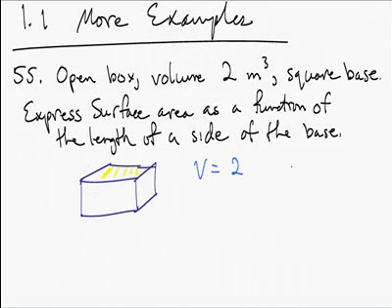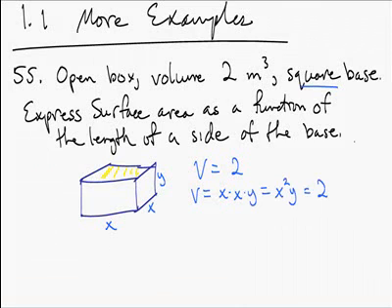Now we want to express the surface area as a function of the length of a side of the base. Well, we know that the base is square. So that means if we represent one side as x, we can represent the other side as x. Now the thing that we don't know is the height. Let's call the height y. That's what we don't know. But we do know that the volume of the box is going to be given by length times width times height. So it's x times x times y, or x squared y, and that has to equal 2. Well, that means that the height y in terms of x is equal to 2 divided by x squared.